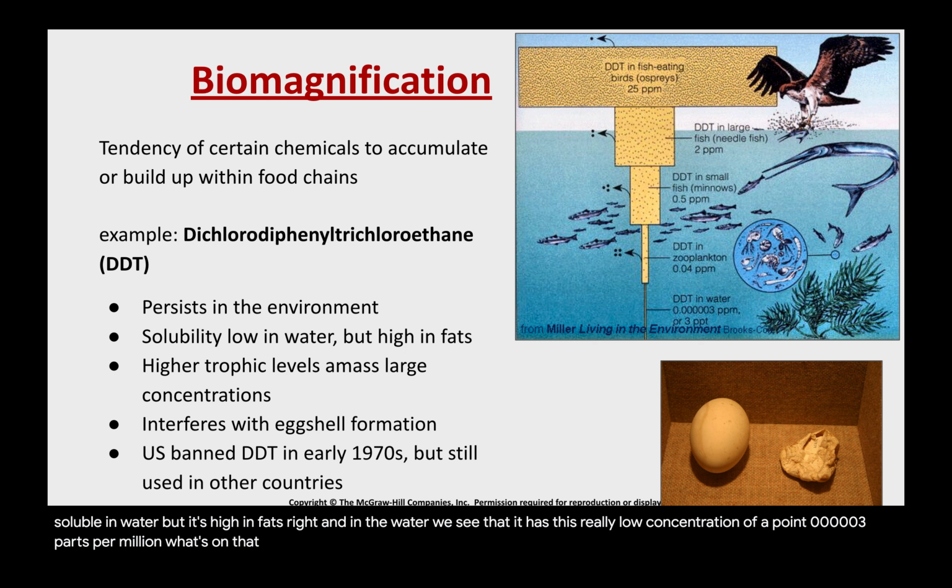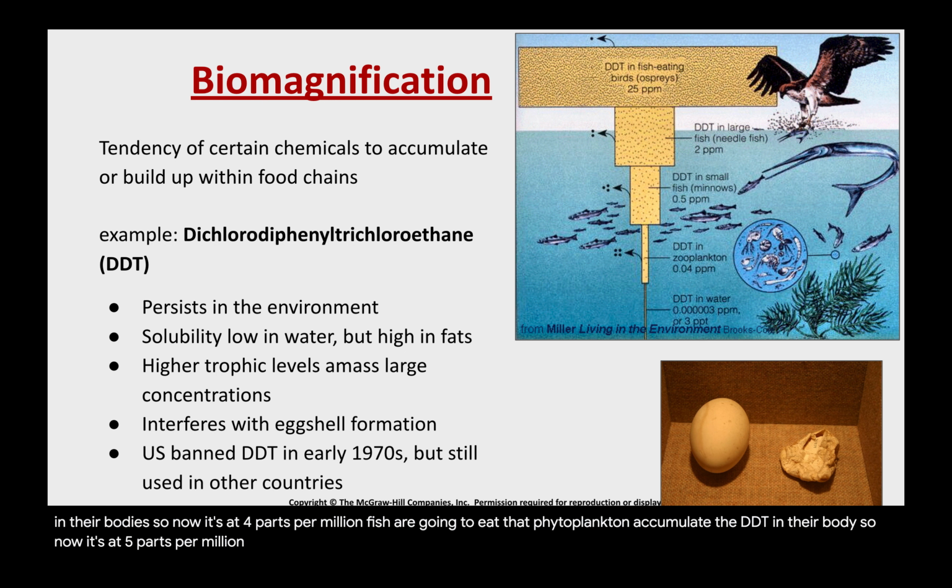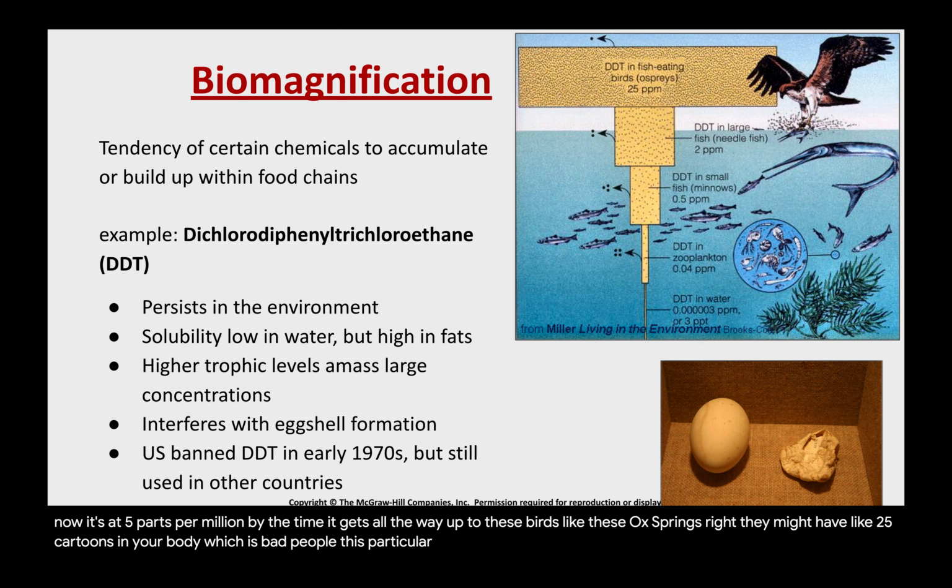But then that zooplankton, those microscopic organisms in the water, they will consume some of that DDT, so it accumulates in their bodies. So now it's at 0.4 parts per million. Fish are going to eat that plankton and accumulate the DDT in their bodies, so now it's at 0.5 parts per million. By the time it gets all the way up to these birds, like these ospreys, right, they might have like 25 parts per million in their body, which is bad ecologically because this particular chemical can cause eggshell formation to not occur properly, right?